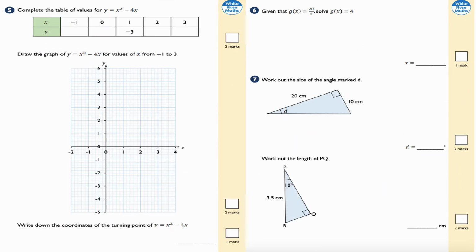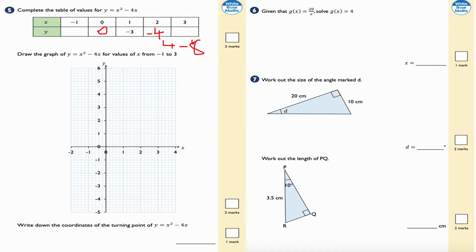Right guys, so the next question now, so this is question number 5. Complete the table of values for y equals x squared minus 4x. So when I sub in 0, I get 0 squared, which is 0, minus 4 times 0, so it's going to be 0 minus 0, which is 0. When x is equal to 2, well 2 squared is equal to 4, minus 4 lots of 2, so it's going to be 4 minus 8, so it's going to be negative 4 there.